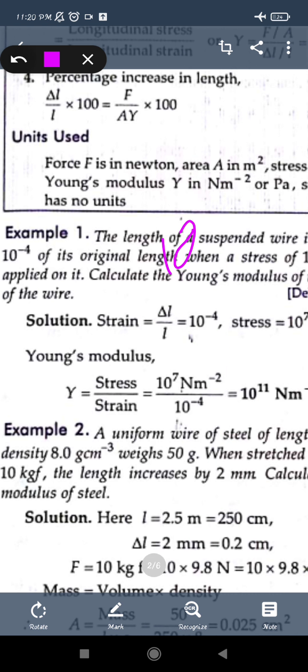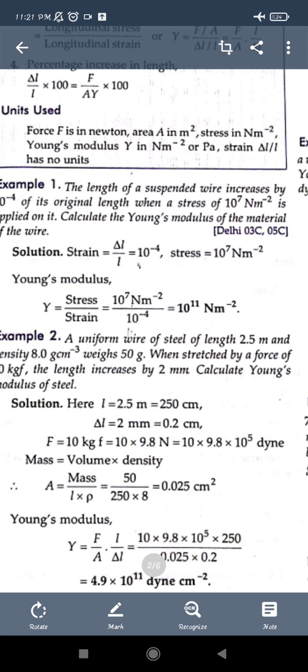So see the next question: a uniform wire of steel of length 2.5 meter and density 8 gram per centimeter cube weighs 50 grams. That is, mass is given and length is also given, and density is also given, three of them. And we know that density is equal to mass upon volume. The change in length is given as 2 mm, that is 0.2 centimeter. And the force acting on it is given as 10 kg. That 10 kg can be changed into force by multiplying it by the acceleration due to gravity, that is g.